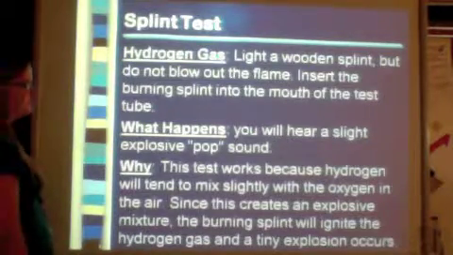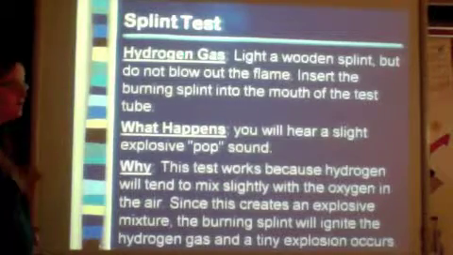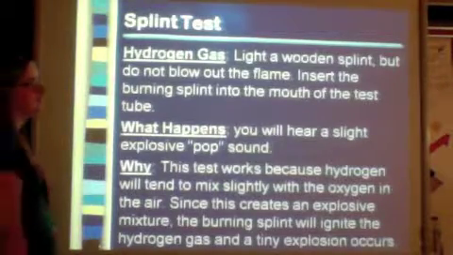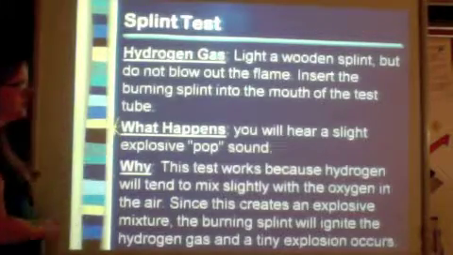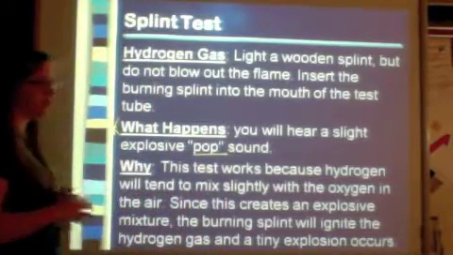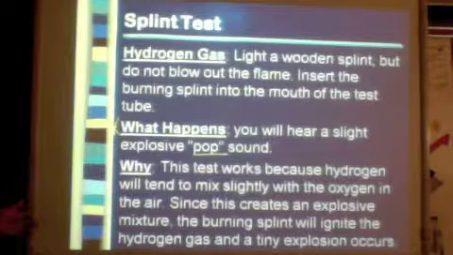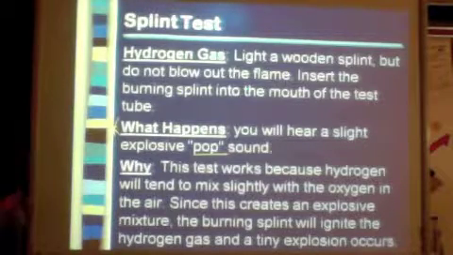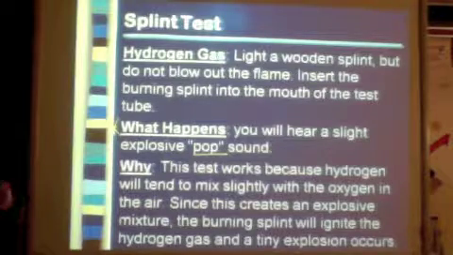Hydrogen gas. Again, you take a wooden splint. Do not blow out the flame this time. Insert the wooden splint into the mouth of the test tube. This is what happens. You will hear a slight pop sound. Now, sometimes it's hard to hear, so the one I actually do in class you might not hear either. But it's a very, very soft pop noise. Sort of sounds like a yipping kind of dog.